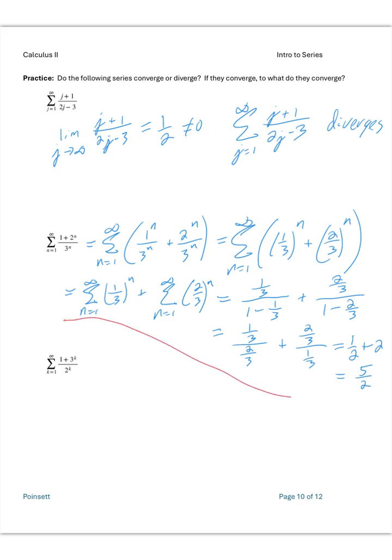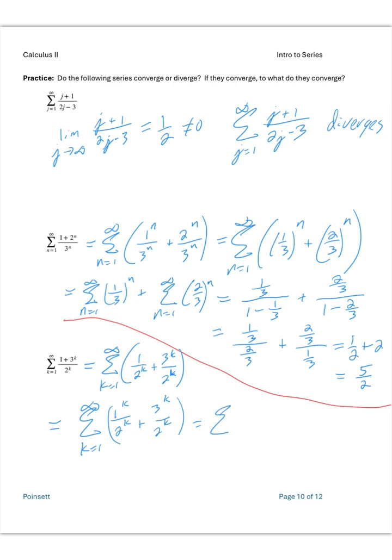Let's now pursue this last example here. Let's first rewrite this as the sum as k goes from 1 to infinity of 1 over 2 to the k plus 3 to the k over 2 to the k. And of course, since 1 to the k is equal to 1 for finite values of k, we can rewrite this as the sum as k goes from 1 to infinity of 1 to the k over 2 to the k plus 3 to the k over 2 to the k. And then using our laws of exponents, we can write each of these as the sum as k goes from 1 to infinity of (1/2) to the k power plus (3/2) to the k power.